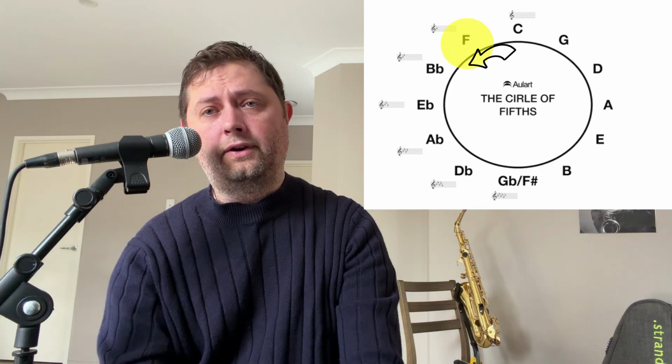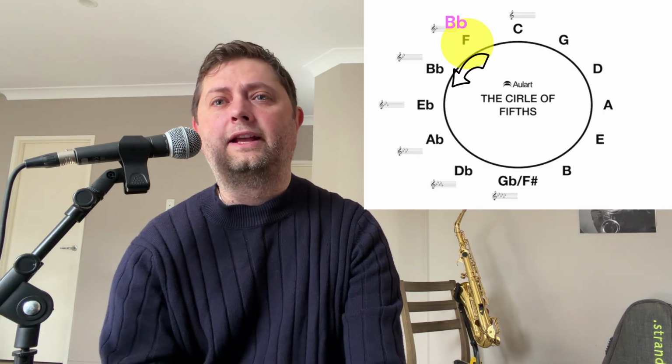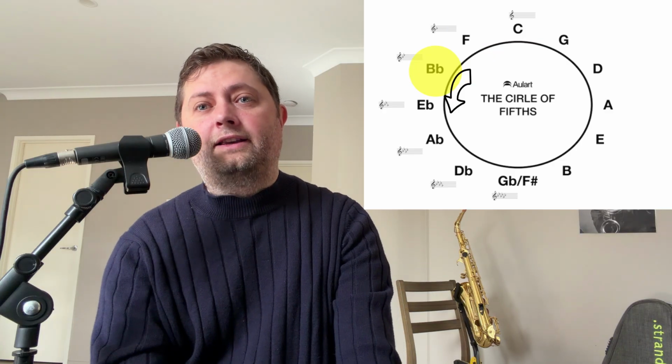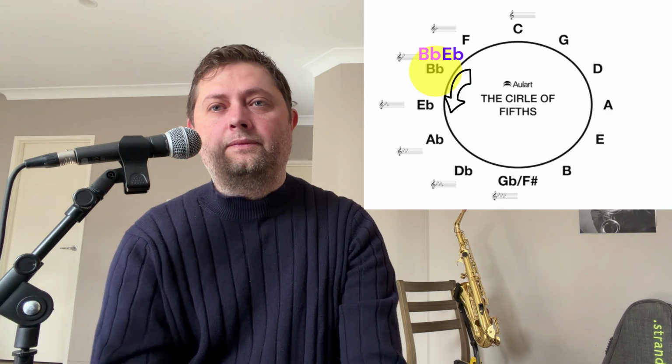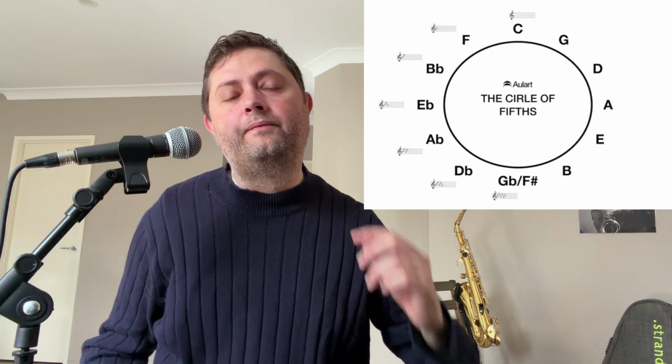So, if we start on F, we're now going to start a line in front of it. So F has one flat, that's B flat. B flat has two flats, that's B flat and E flat. E flat has three flats, that's E flat and A flat, and so forth. And you can follow those lines right around.